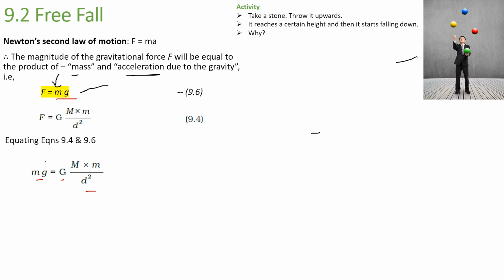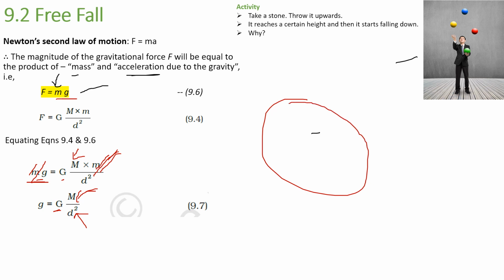So now look at it. This M is Earth's mass. Remember, this m is the object which is falling towards the Earth, a small mass. F = mg also has a small m, so I can cancel them. What is the next equation? g = G M / d², where G is a constant, M is the mass of the Earth, and d, in this case, assume it is the big Earth and you are somewhere here.